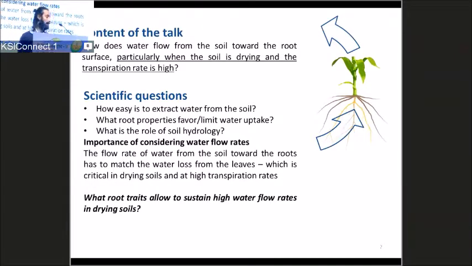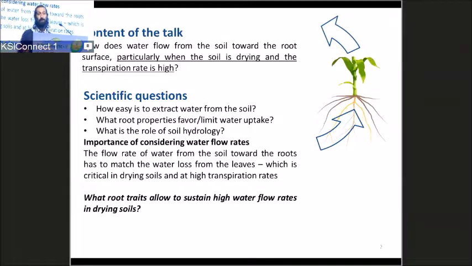This we'll see later. The second question is something that is the objective for many of you: what root properties are needed to facilitate or eventually limit the fluxes of water into the plants. And often you talk about deep roots, dense root distribution, but maybe there is more. Many roots are different. They have different traits, different anatomy, different hydraulics, which we will see later today.